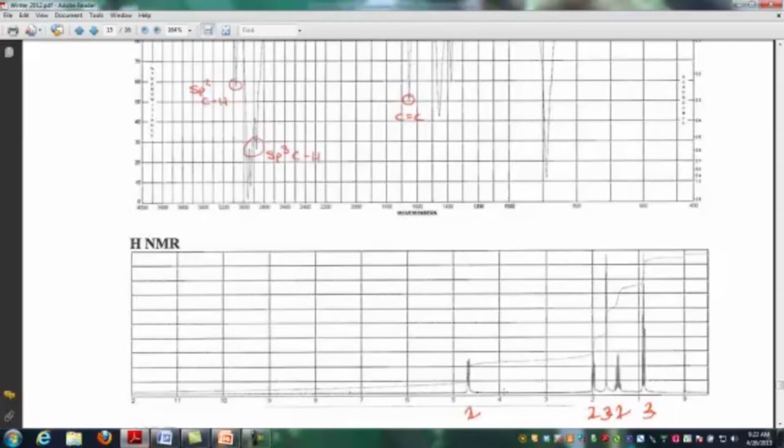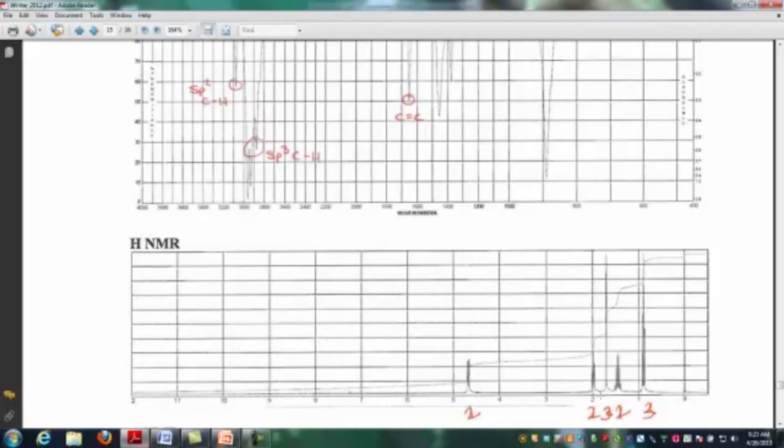And again, that region for the protons on the sp2 hybridized carbon is between 6.5 to 4.5. So this signal right here is in that 6.5 to 4.5 region. These would be protons coming off of the alkene. And the region between 0.9 to 0.8 would be the alkane region.